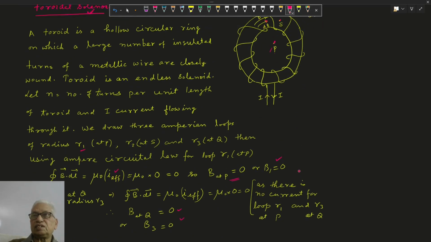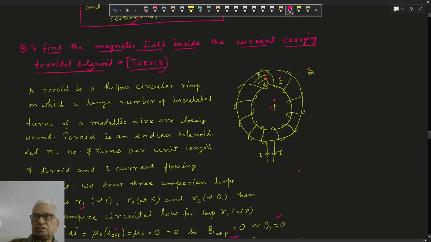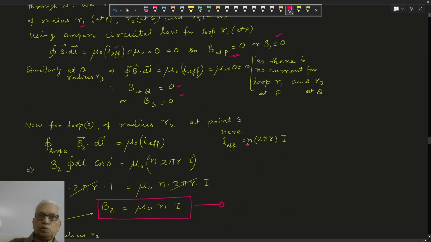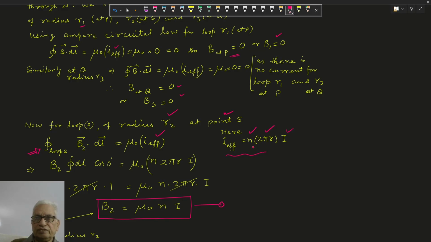Now we are considering this point S at radius R2. R2 is the radius, S is the point. Here the magnetic field will not be 0; we are talking about this portion. So for loop 2 through point S with radius R2, we apply the Ampere Circuital Law. For loop 2, calling the field B2, the integral of B dot dl equals mu naught I effective. I effective will be the number of turns per unit length multiplied by the length, meaning the perimeter, into I. So this is the effective current.